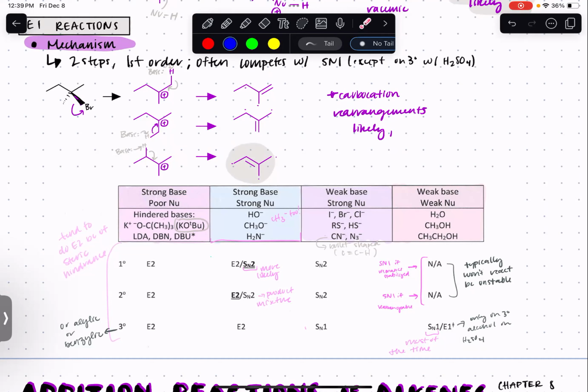And so sometimes she'll say draw major product only. In that case, you would only want to draw your SN2. Sometimes she'll say draw all of them. Then you would draw SN2 and you would draw E2 as well. And then just specify that SN2 is major there.